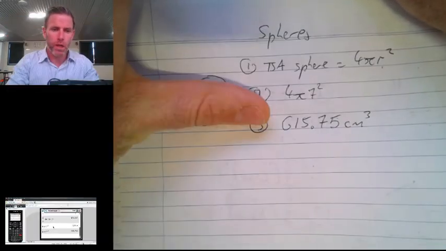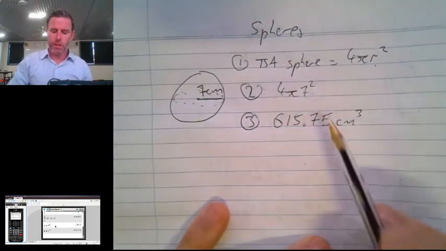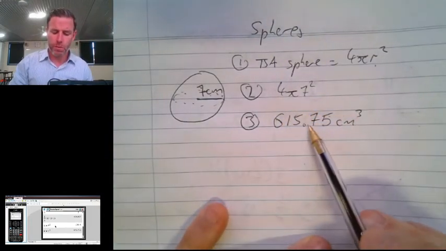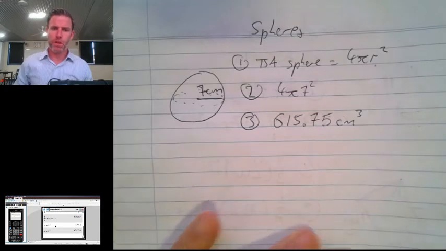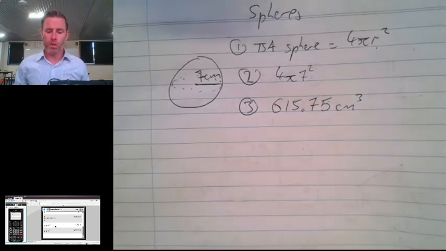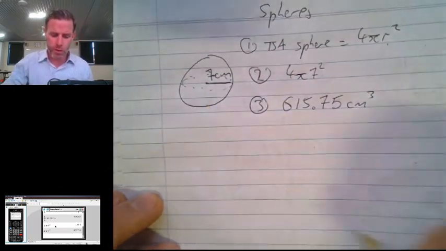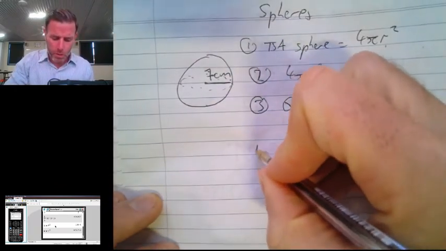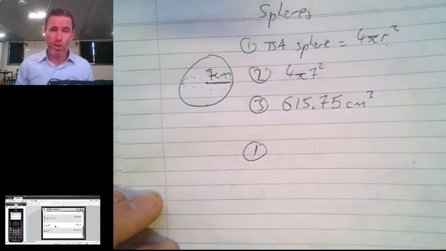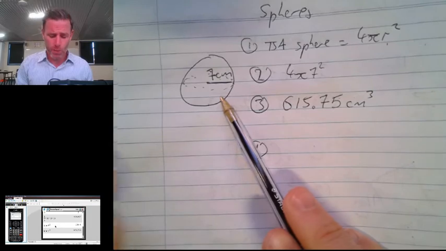I've already written the answer in as 615.75 centimeters cubed. So that's for total surface area. We now look at volume. So let's do the volume of the same sphere, so we don't have to draw another drawing, because as you can probably see, my drawings are not the best. I will not be winning any art prizes anytime soon.